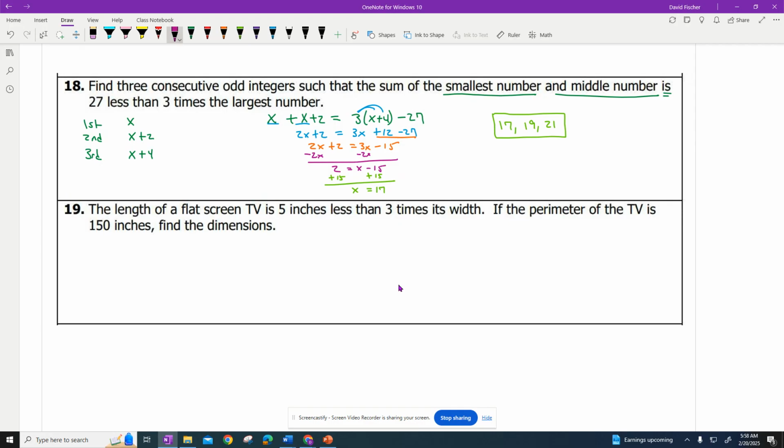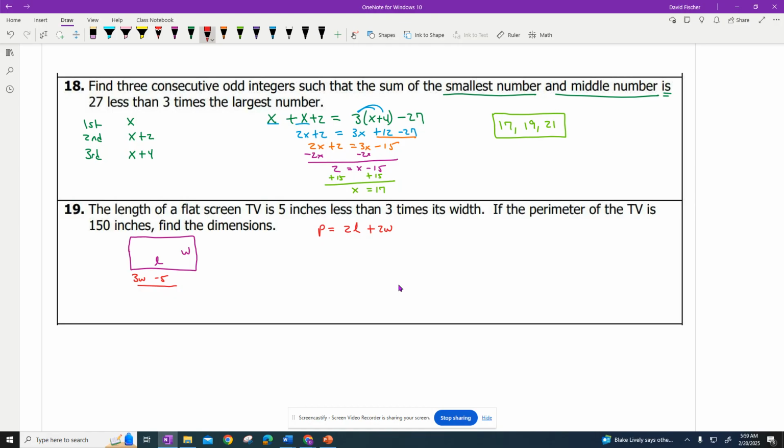Alright. The length of a flat screen TV is 5 inches less than 3 times the width. Alright. It's a flat screen TV. There's my length, there's my width. Usually they'll tell us one thing about something or another, and they're going to give us information about the length. So I want the length, this guy, instead of an L, I need it to be something else. It's 5 inches less than 3 times the width. I don't know what the width is. So now there it is, and remember, perimeter equals 2 times the L plus 2 times the W.